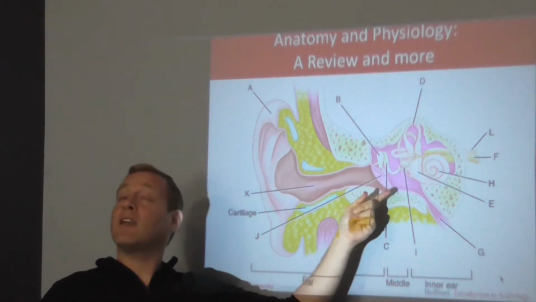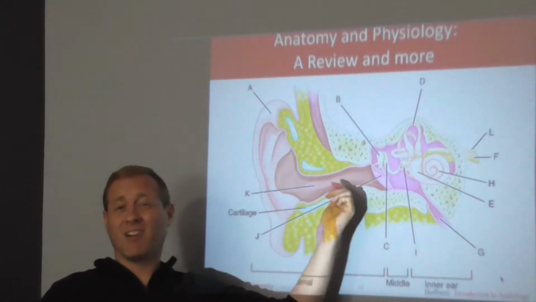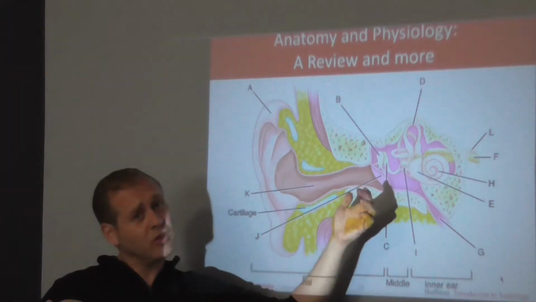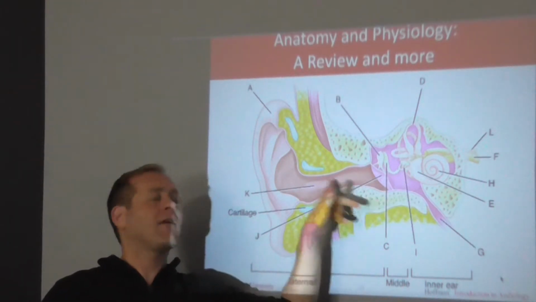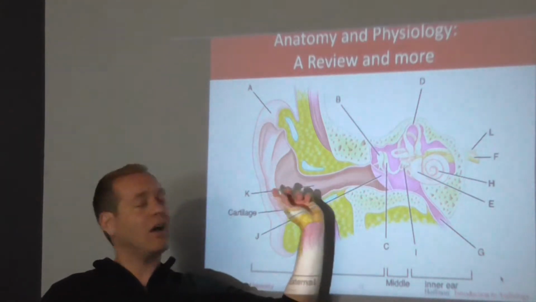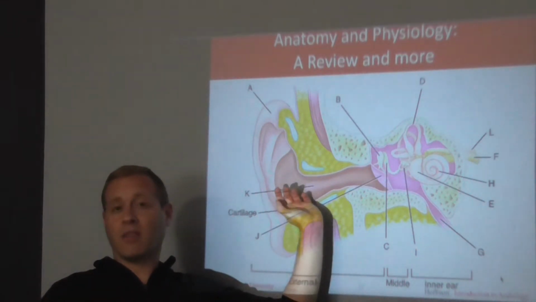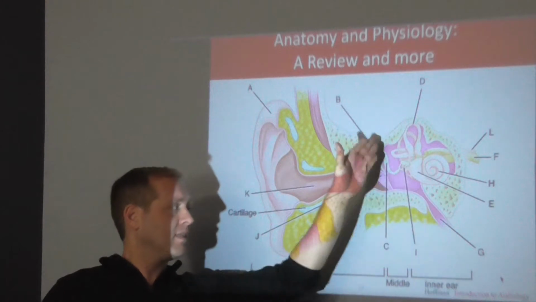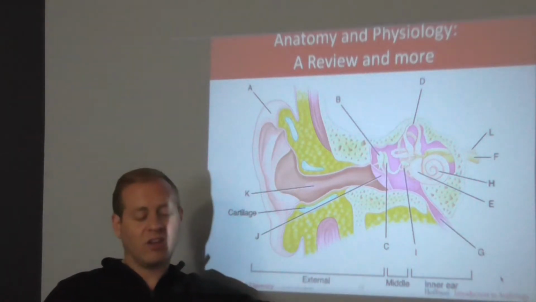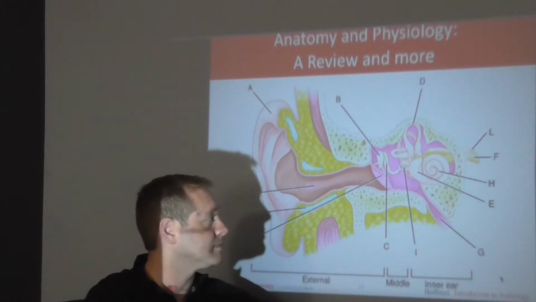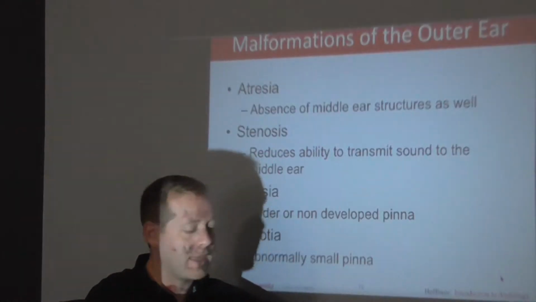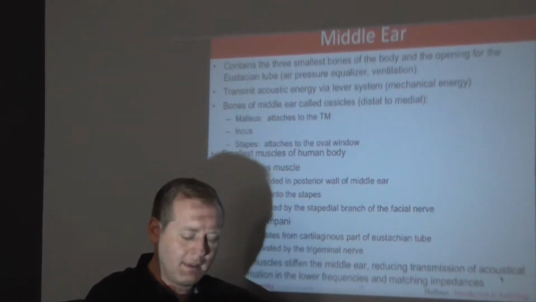Oftentimes we'll perforate the eardrum and put a tube in there, a myringotomy tube, if you've ever heard of ear tubes. Kids often have that surgery. We allow for ventilation of the middle ear that way. But typically, the eustachian tube provides ventilation of the middle ear. That should be filled with air and not fluid. Okay. Did we hit everything? I think we did.